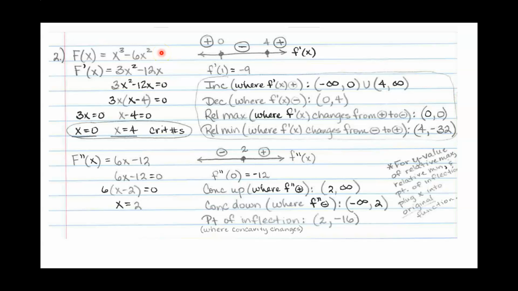All right, then for number 2, we're going to take this cubic function and label where it's increasing, decreasing, where it has maximums and minimums, where it's concave up and down, where it has points of inflection. So we're going to need the first derivative and the second derivative for that.